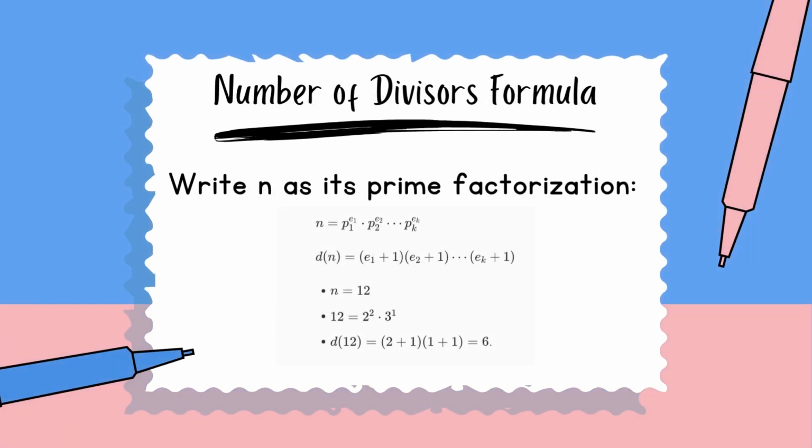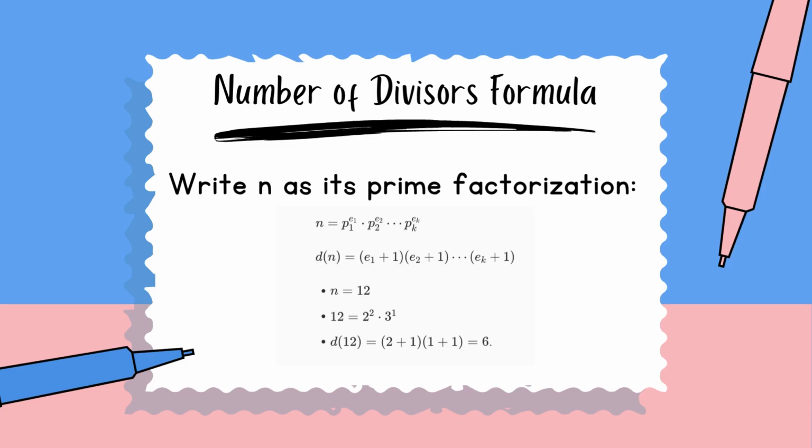Now let's learn how to calculate the number of divisors of a number. For step 1, write n as its prime factorization. For example, let n equal 12. Its prime factorization is 12 equals 2 raised to 2 times 3. This means 12 is the product of 2 raised to the power of 2 and 3 raised to the power of 1. For step 2, use the formula d of n equals the product of e sub 1 plus 1, e sub 2 plus 1, and so on for all prime factors of n.